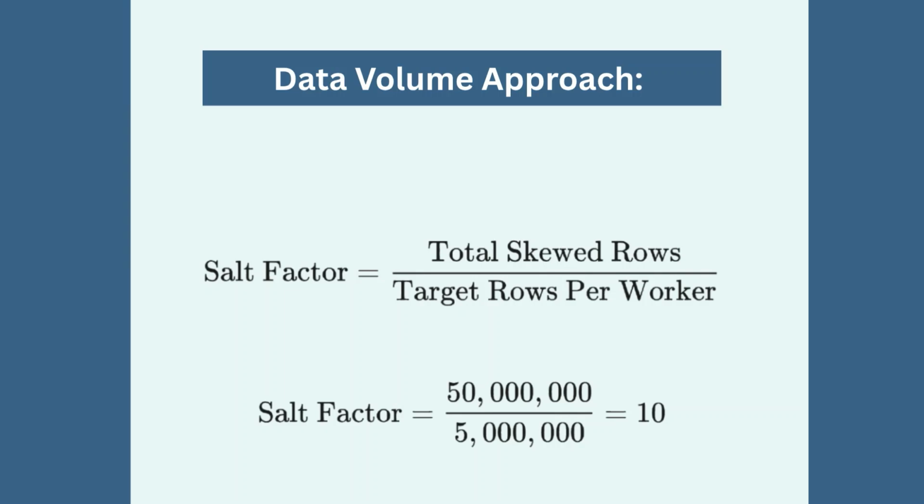First is the data volume approach. Let's start by looking at how many rows your heavy skewed key actually has. For example, if your mega customer has 50 million rows and you want each worker node to comfortably handle about 5 million rows at a time, your math would be: salt factor equals total skewed rows divided by target rows per worker. So here, if total skewed rows are 50 million and one worker node can handle 5 million rows, we will get 10 as salt factor.